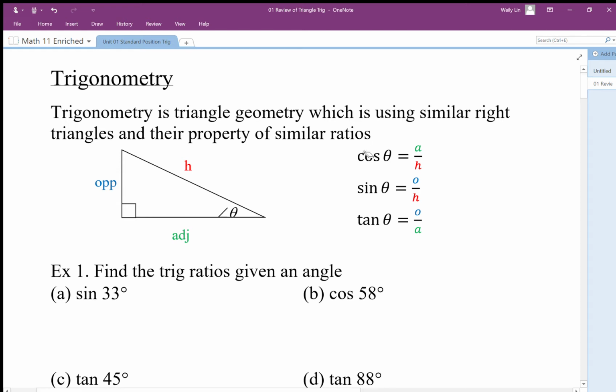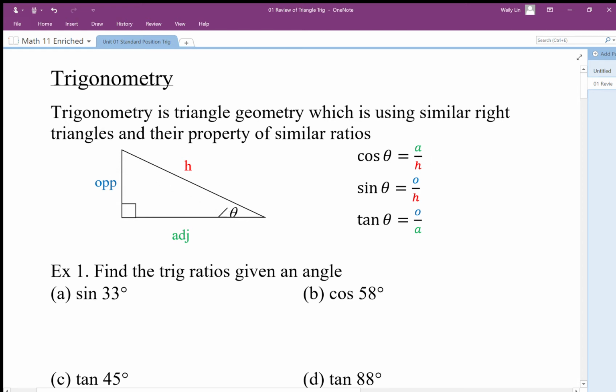So the cosine ratio is adjacent compared to the hypotenuse. The sine ratio is opposite compared to the hypotenuse. And the tan ratio is the slope, or opposite over adjacent. So these ratios are just another way to describe the angle.